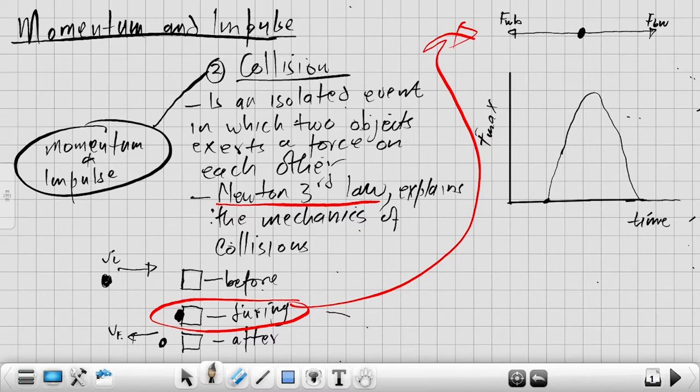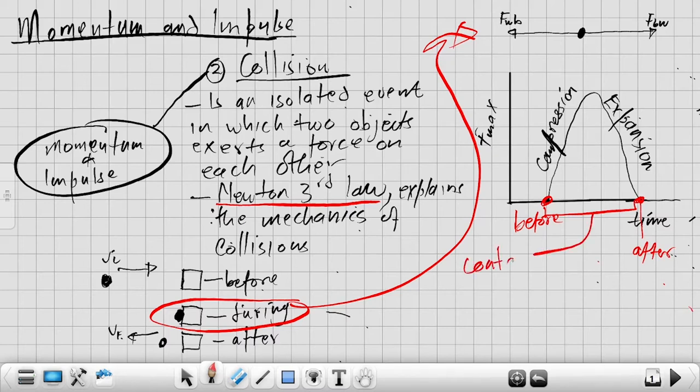So exactly what is happening here. When the ball hits the wall, we have a point which we call compression. So the object is compressing on the wall, and thereafter it is being released. Then we have the point which we call expansion. So I should be able to say this here is before the collision, and this here is after the collision, and here is basically my contact time, my contact time.